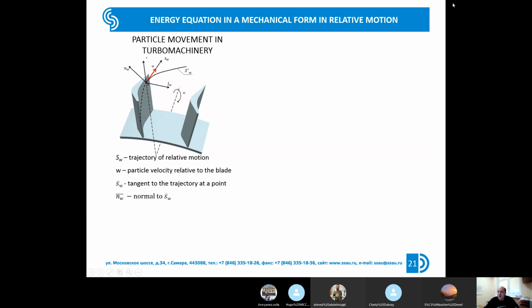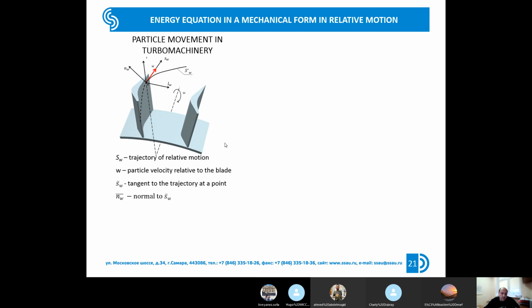So, we will receive the energy equation in mechanical form in relative motion. The process of receiving this equation is in common the same as for the Bernoulli equation. You see approximately the same picture as in the case of the Bernoulli equation, but of course it will be a slightly different equation.